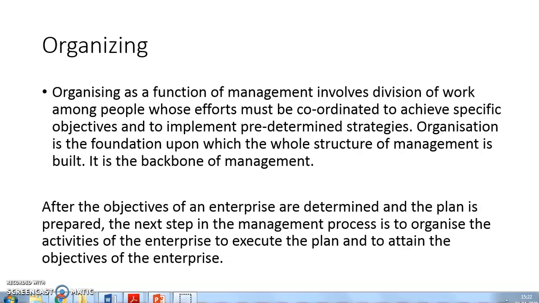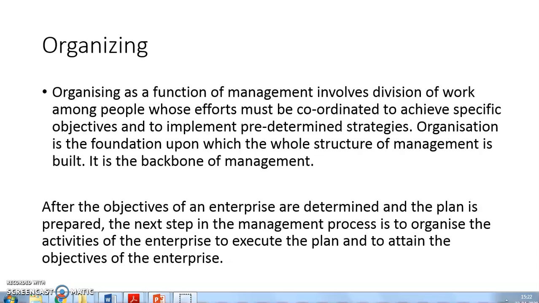Organizing follows planning. Organizing as a function of management involves division of work among people whose efforts must be coordinated with each other to achieve specific objectives which the organization has set and to implement predetermined strategies.